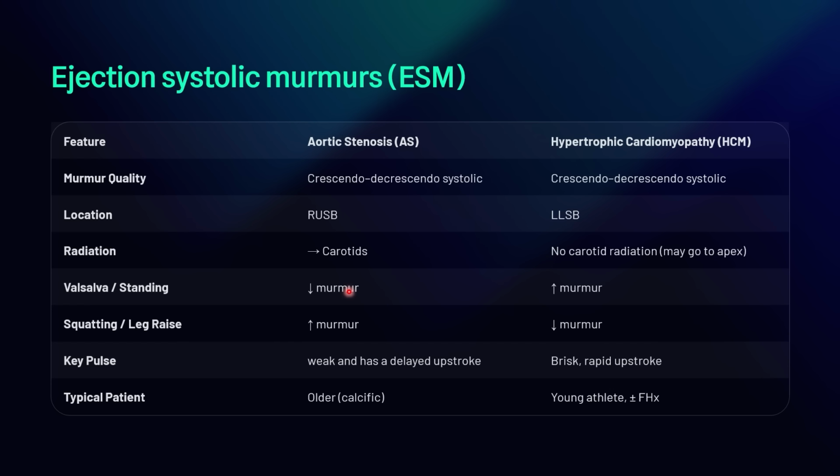If you know the Valsalva and standing maneuvers, then it's easy. Remember, aortic stenosis follows the general rule: the intensity goes down. Valsalva decreases preload, flow through the aortic valve decreases, murmur decreases. The hypertrophic cardiomyopathy is the opposite.